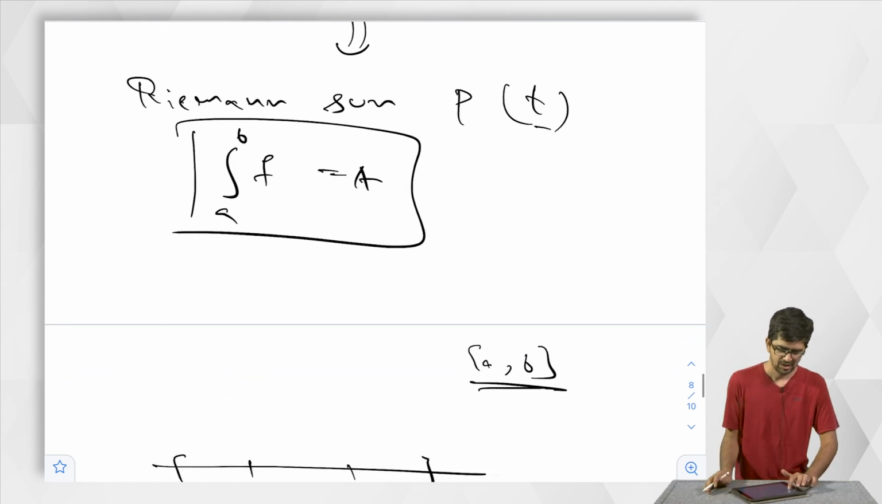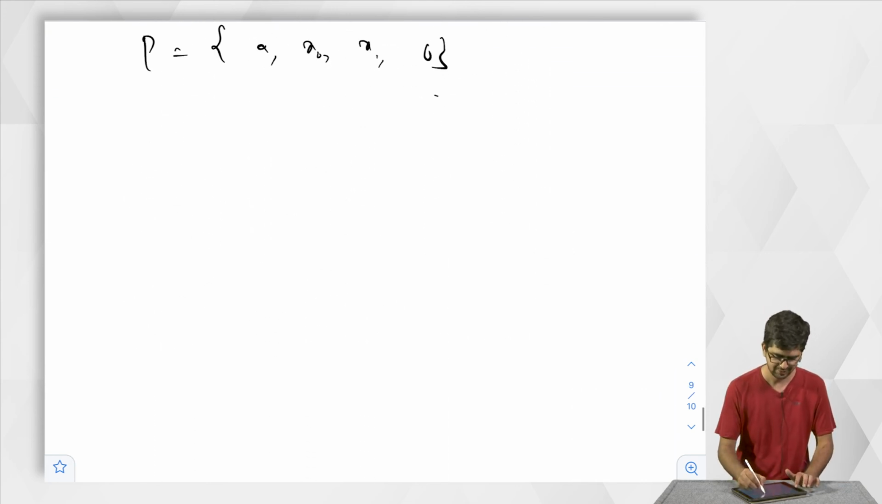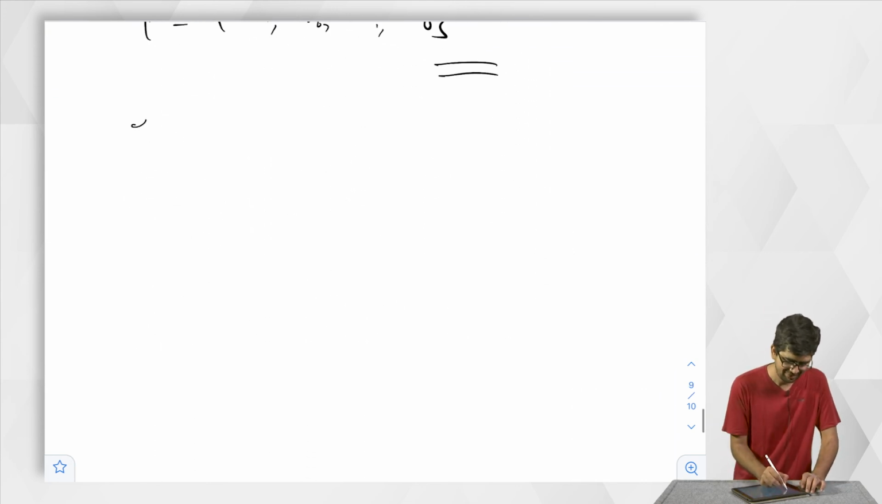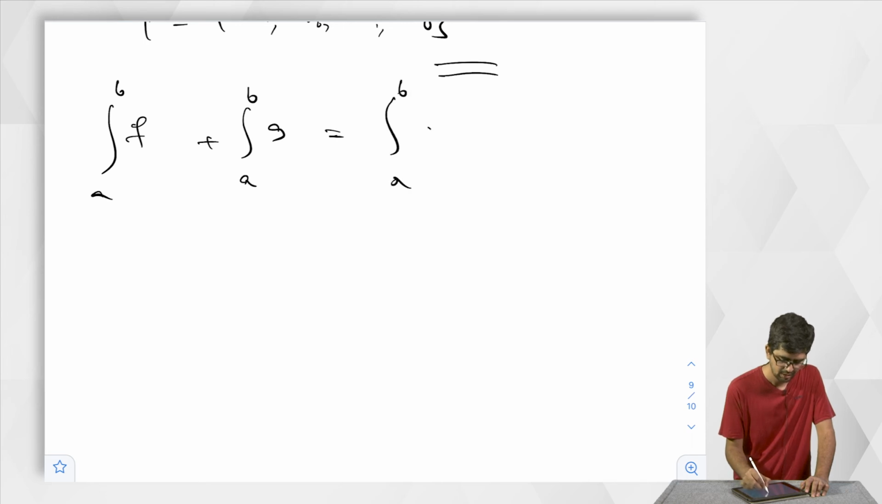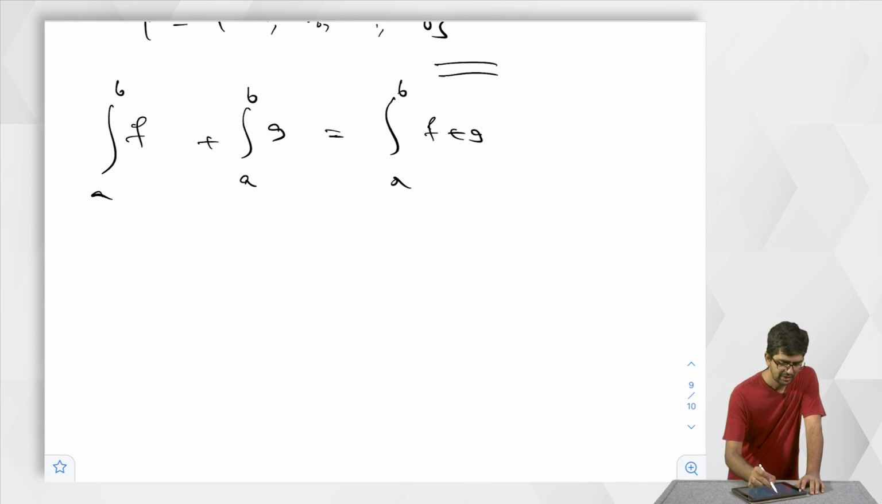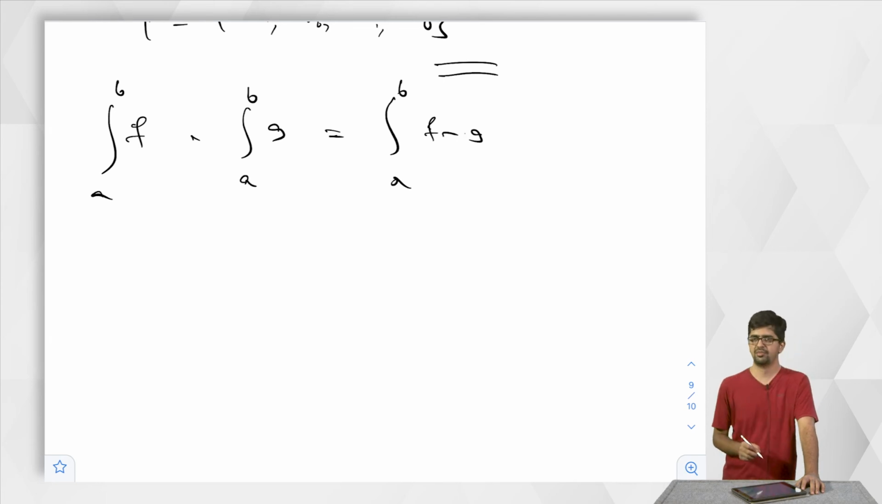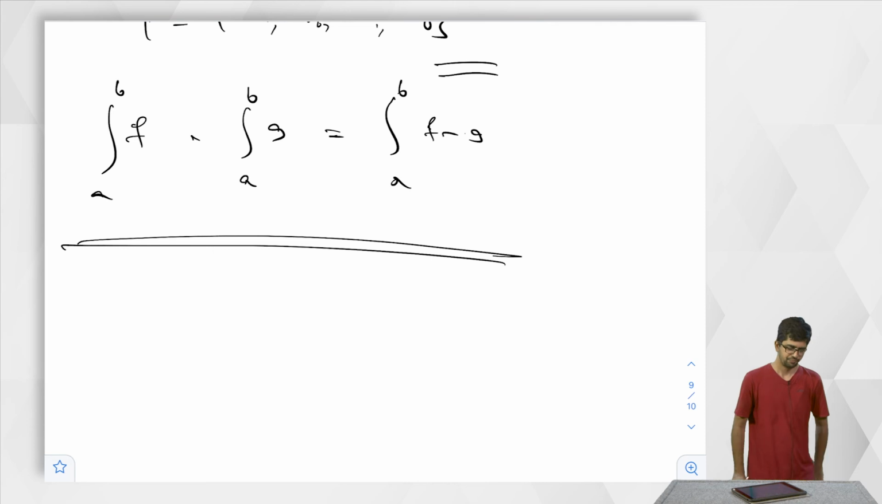Same thing we have done for differentiability also. So we should be doing the same thing for integration also. If f and g are integrable on AB, then f plus g is integrable on AB, this being the relation. Similarly, one can replace this with minus. If f and g are Riemann integrable, then f minus g is Riemann integrable. One can do the same thing for a product and all that.